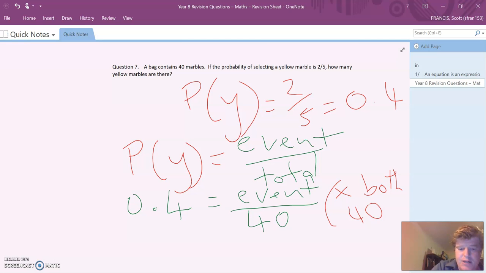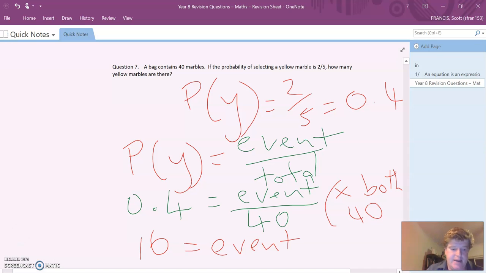So we've got 0.4 times 40 is 16 on this side, is going to equal 40 times the events divided by 40, the two 40s are just going to cancel out. So the event, the number of yellow marbles in the bag, is going to equal 16. So that's a way of using our rule to calculate that.